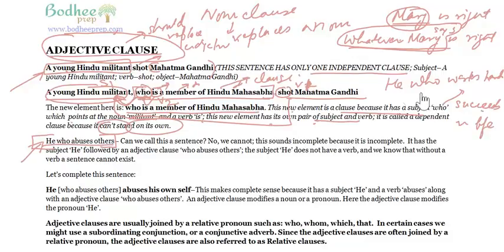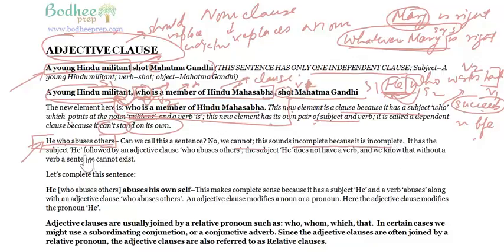So you have two things here. He, subject S1, and the verb is V1. He succeeds in life. And who is he? The one who works hard. So here we have V2, and this V2 has subject S2. This S2 refers to he. So, he who abuses others, can we call this a sentence? No, we cannot. This sounds incomplete because it is incomplete.